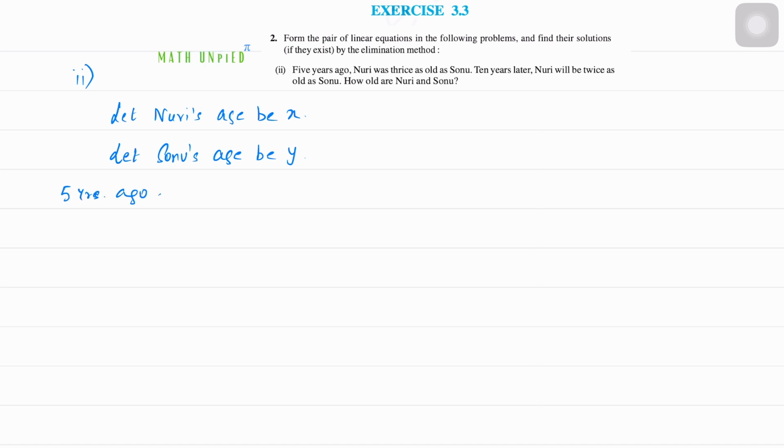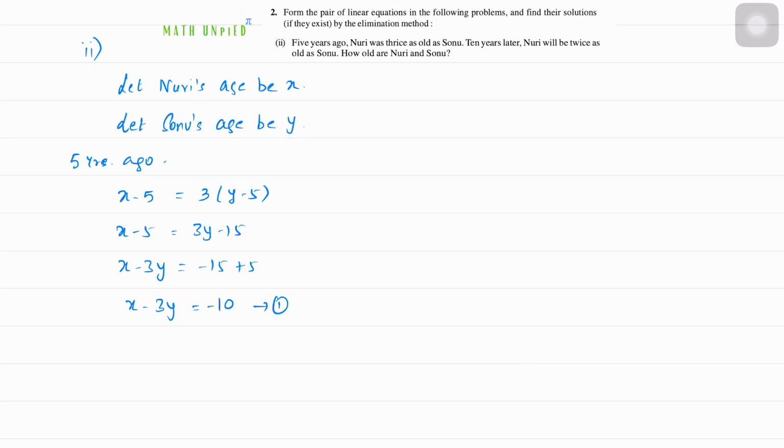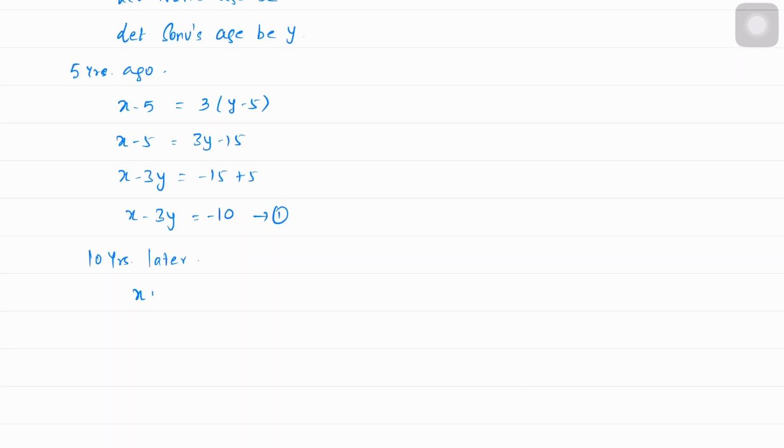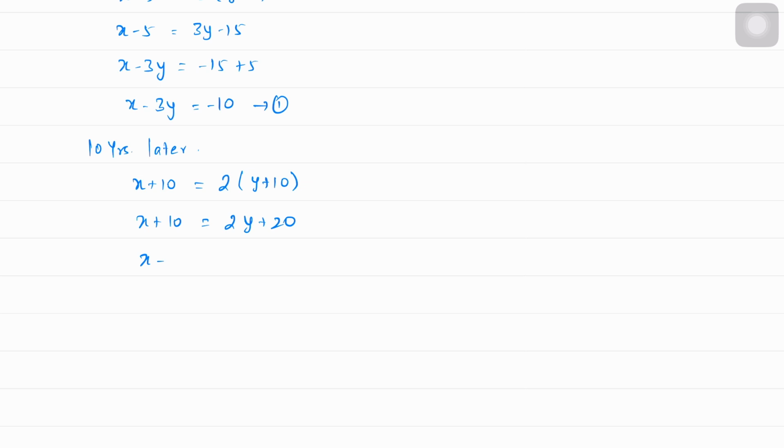Now what is the first scenario? 5 years ago, Noori's age was thrice as old as Sonu. So x minus 5 equals 3 times y minus 5. x minus 5 equals 3y minus 15, or x minus 3y equals negative 15 plus 5. x minus 3y equals negative 10. So this is the first equation based on the first condition. Now let's move on to the second condition. 10 years from now, so 10 years later, Noori will be twice as old as Sonu. So x plus 10 will be twice y plus 10. So this is x plus 10 equals 2y plus 20, and x minus 2y equals 20 minus 10 or x minus 2y equals 10.